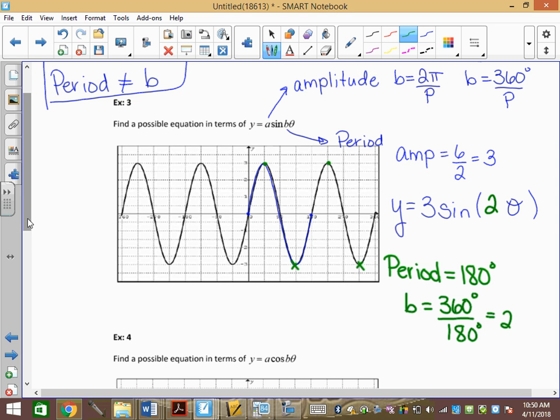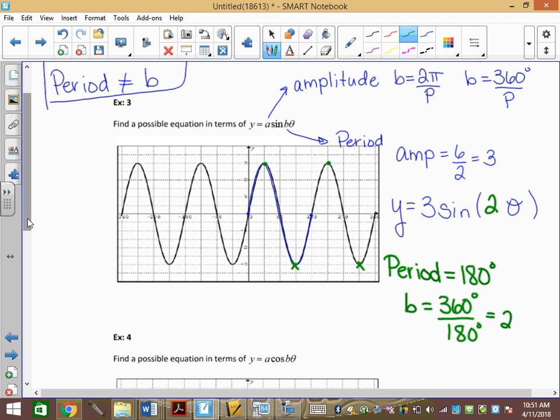What is the period of a normal sine graph? How long does it take to repeat itself? 360. This one has a horizontal stretch by a factor of what? What's my B? So what does it have a horizontal stretch by a factor of? 1/2. So it went from 360 and now it's going to be half of it. 180. Oh, we're right. Okay? So your transformations should help you in this situation.